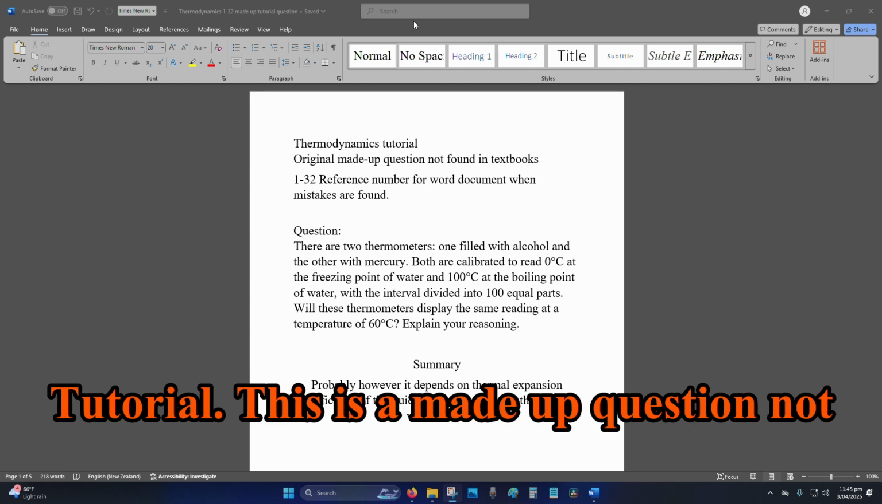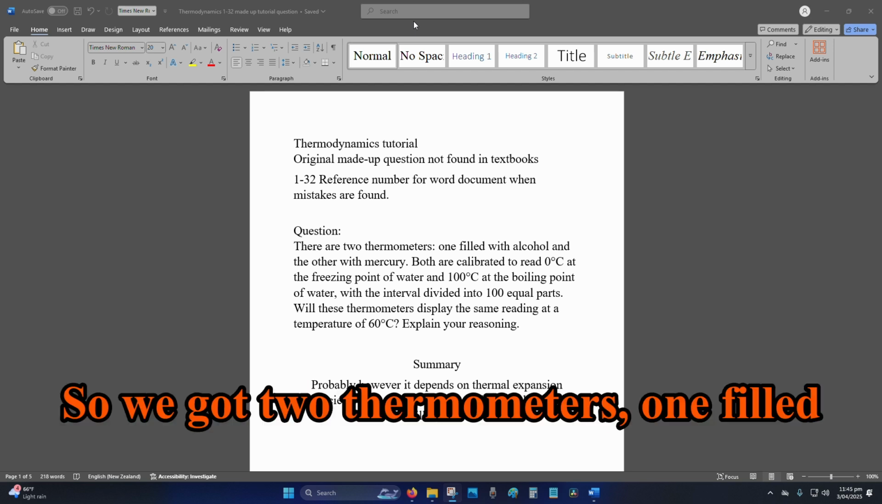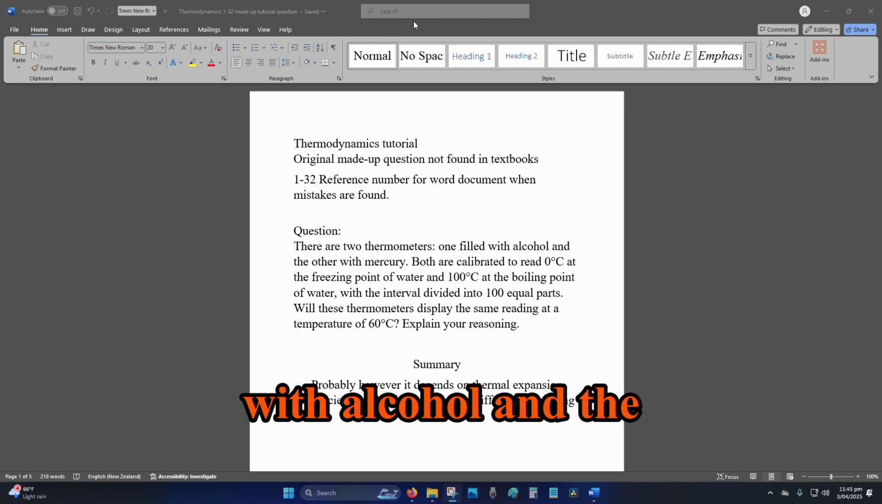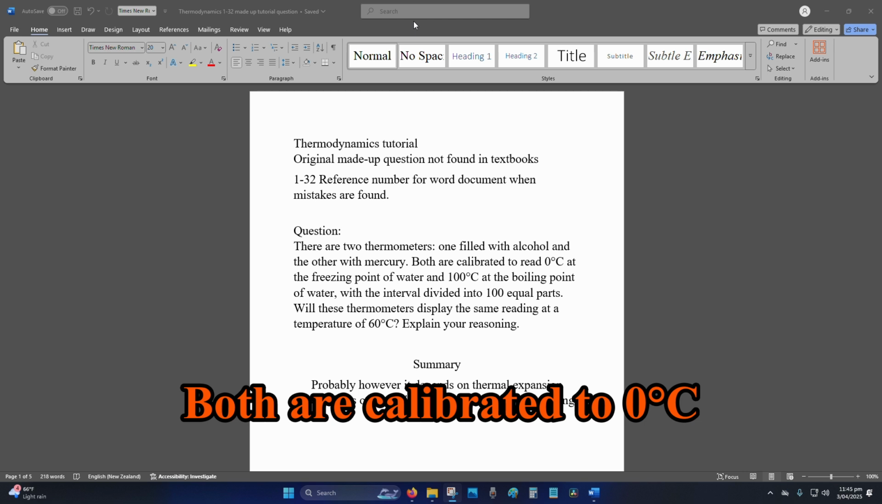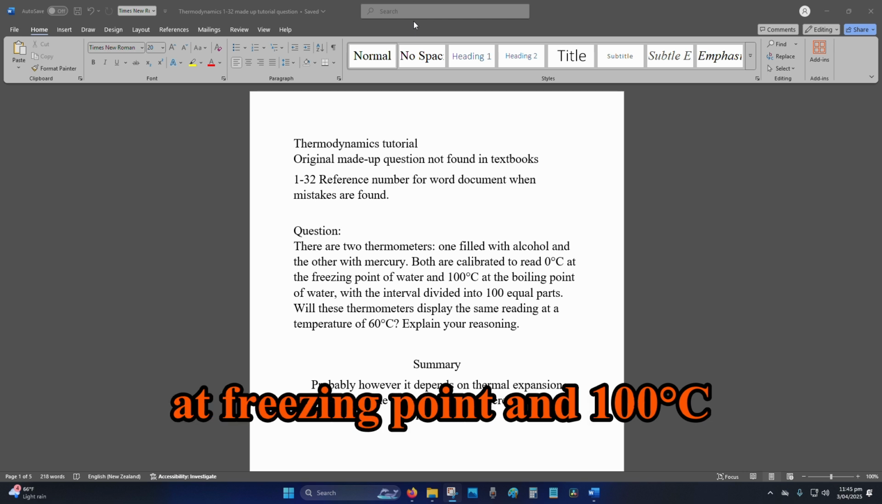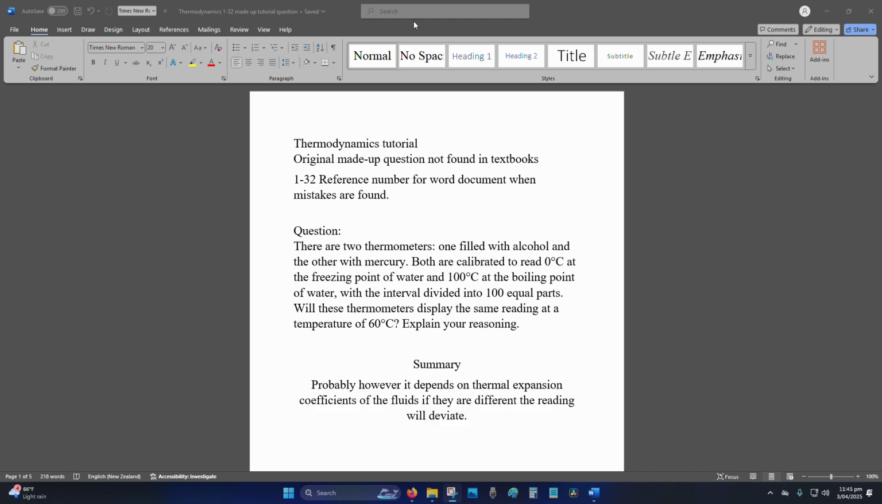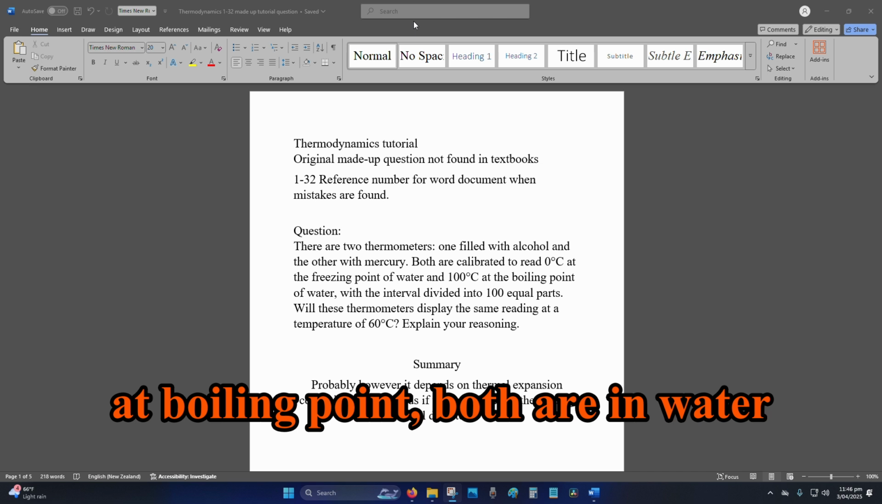This is a made-up question not found in your textbooks. So we got two thermometers, one filled with alcohol and the other one with mercury. Both are calibrated to 0 degrees Celsius at freezing point and 100 degrees Celsius at boiling point.